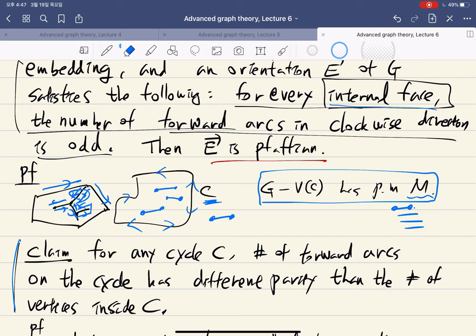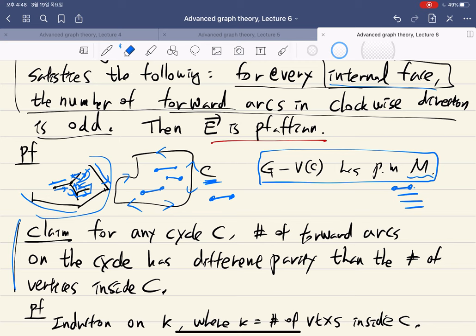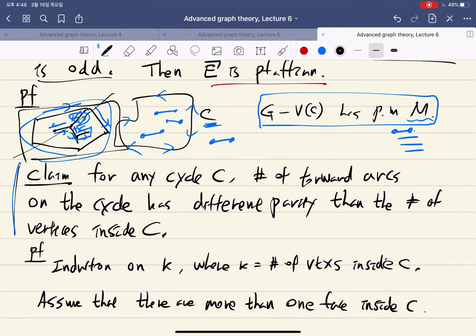For every cycle C, the number of forward edges on the cycle. Yeah, let's just assume that this is two-connected. For now, let's not consider this situation. I'm quite sure that this situation can be avoided in an easy way, but for now, I haven't prepared this case. Sorry for that. So let's just forget this case.